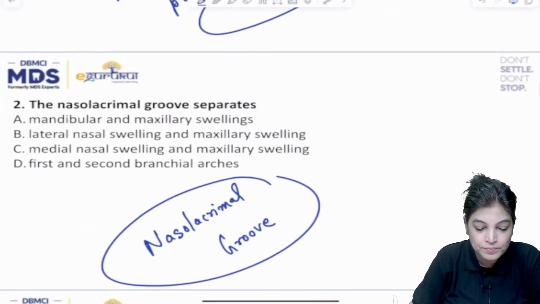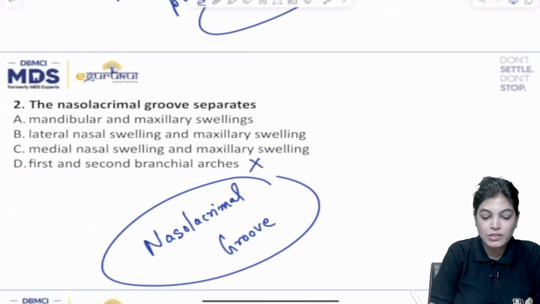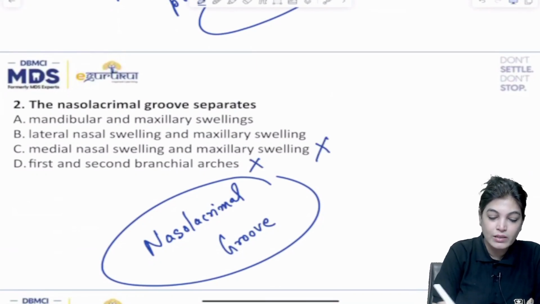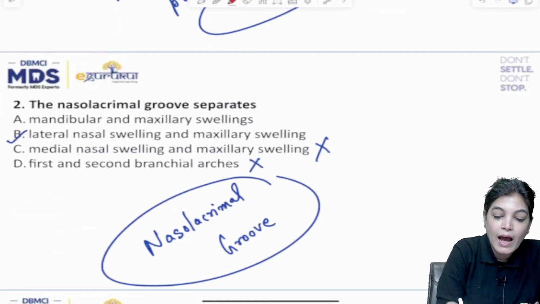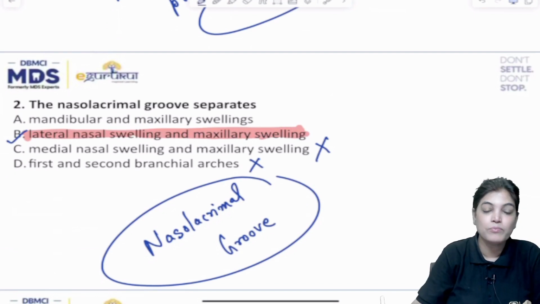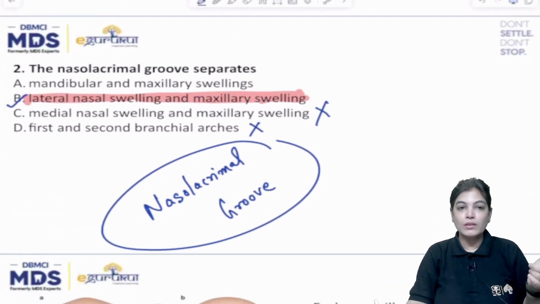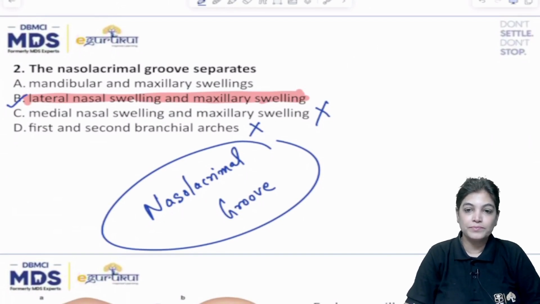Here the options first and second branchial arches is not correct. It is not located at that location. Medial nasal and maxillary is also not correct. The correct answer is B, and the exact location will be between the lateral nasal swelling and maxillary swelling. So definitely we have got B as the right answer. Okay everyone, so let's move on to the next question, that is question number 3.